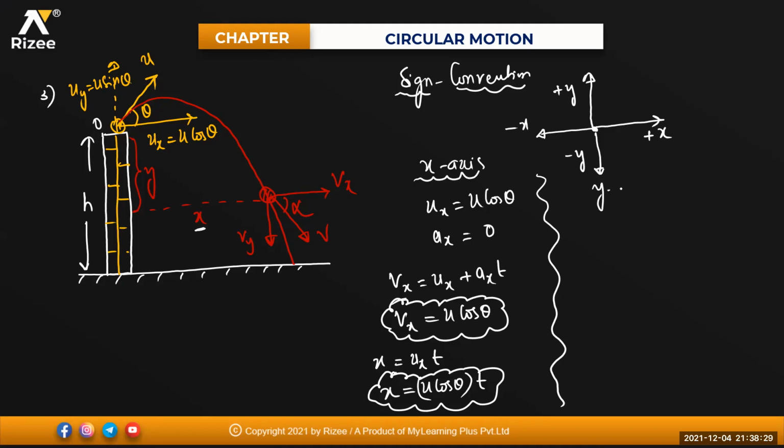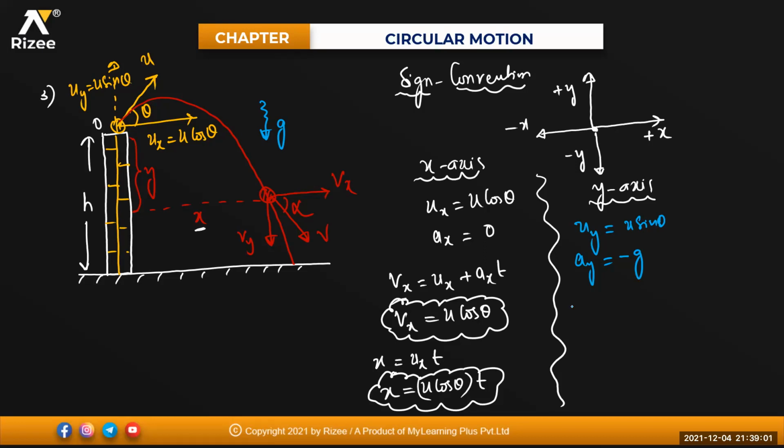Now if I'm talking about y-axis, upward direction I'm taking positive. That is the reason uy is equal to u into sin theta. Ay will be equal to acceleration due to gravity, which is always acting in the downward direction. So you are against that one. So ay will be equal to minus of g. Any doubt to anyone? No, sir. I'm taking upward direction positive, downward direction as negative. That is the reason ay is coming out negative.